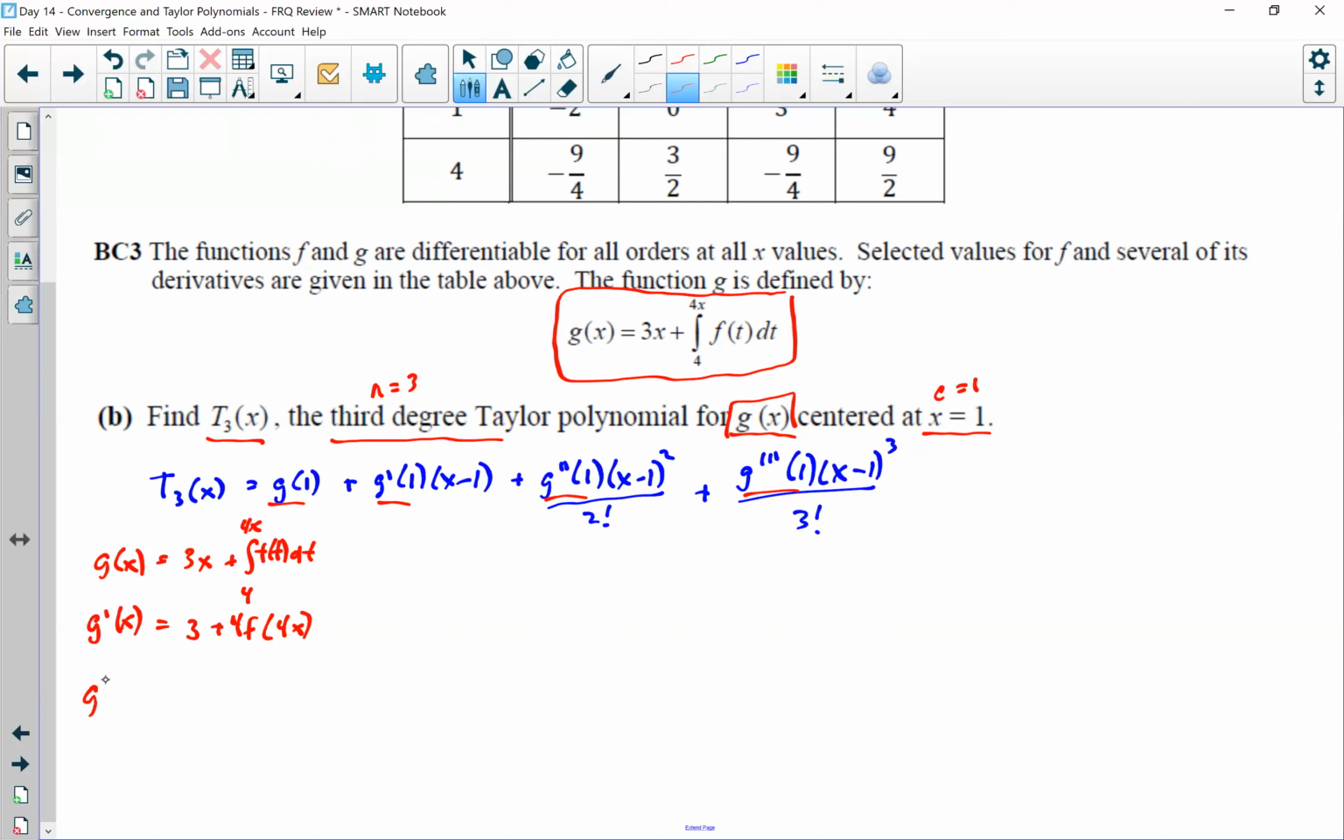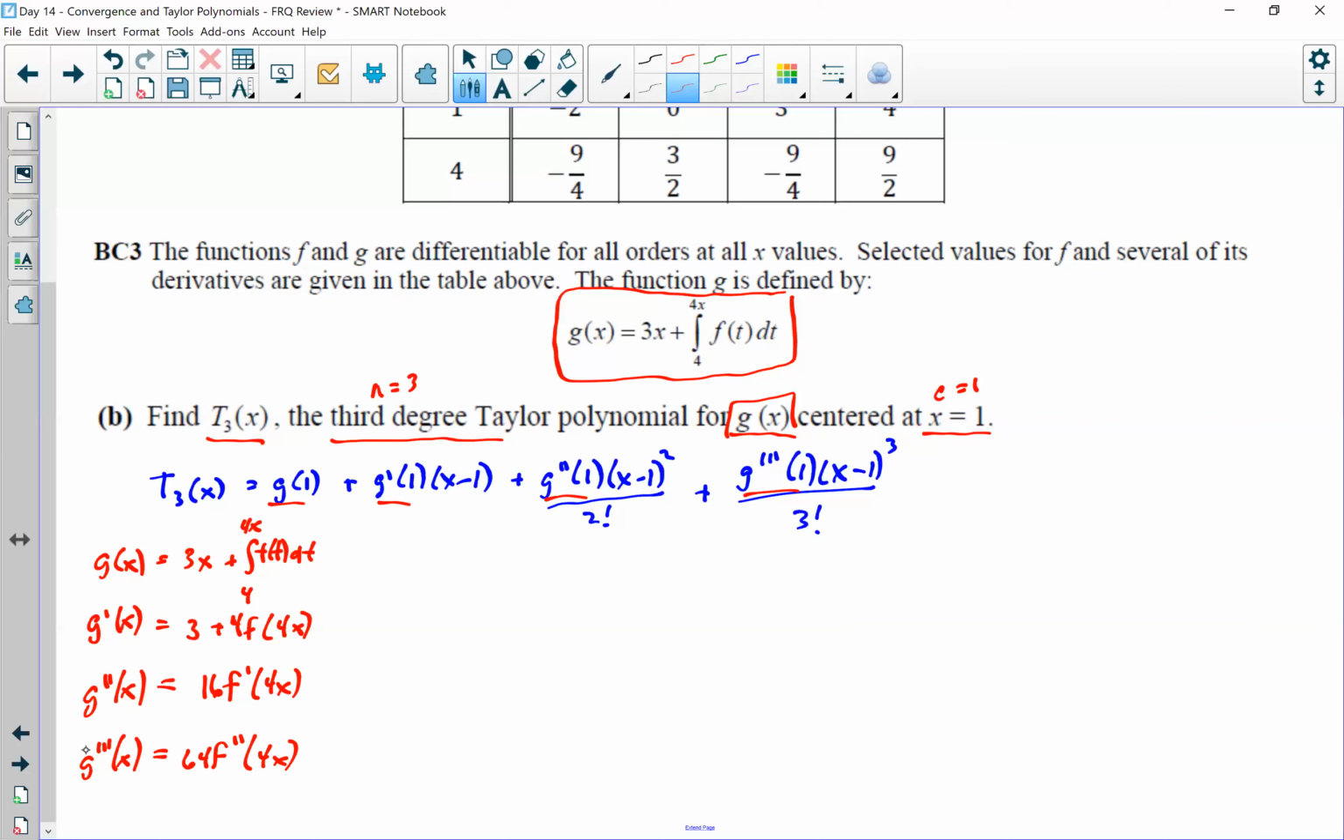And then the second derivative, g double prime, we just keep taking derivatives. Well, 3's derivative now becomes 0. This other piece's derivative, well, f's derivative becomes f prime of 4x. And then by chain rule, we have to multiply by the inside's derivative. So 4x's derivative is 4. We multiply by 4, but we already have a 4 in front. So that becomes a 16, doesn't it? And then g triple prime is another derivative. Well, now f prime becomes f double prime. The inside stays the same and multiply by the chain rule again. So multiply by 4 again, and 16 times 4 is going to be 64.